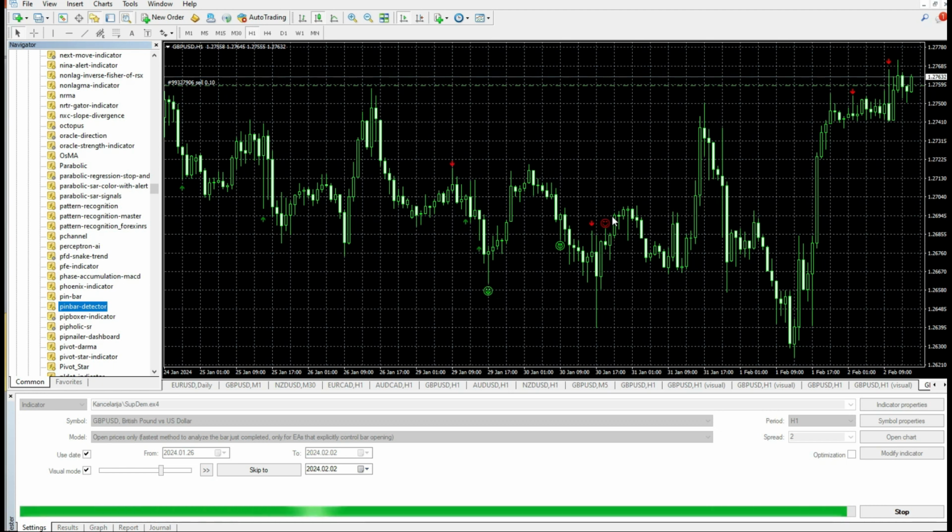And of course, you will have a lot of pin bars on the chart, but you should watch only the pin bars on support and resistance levels, and the strong support and strong resistance levels, if you want to have a successful strategy in trading.